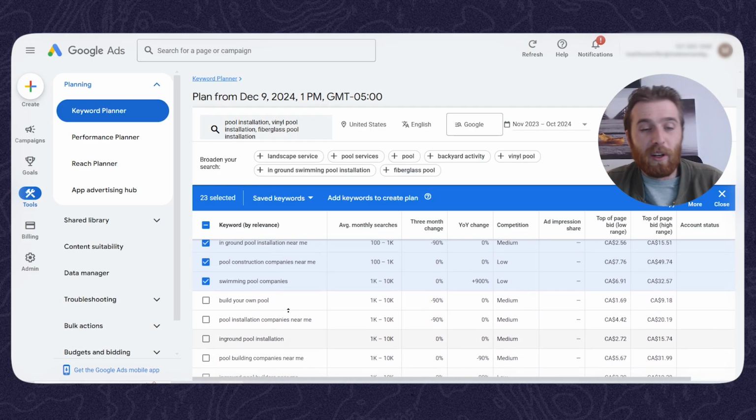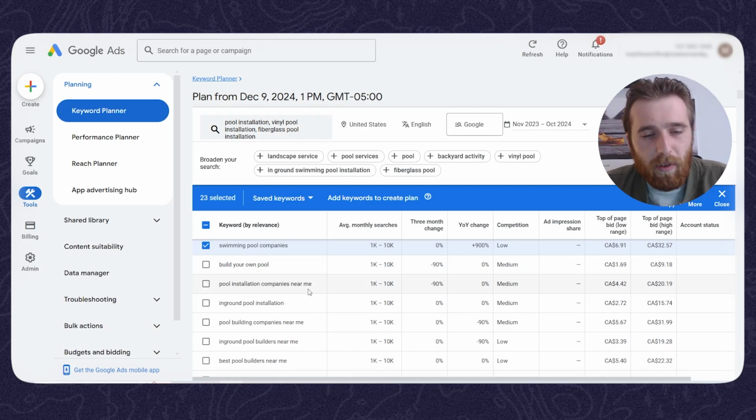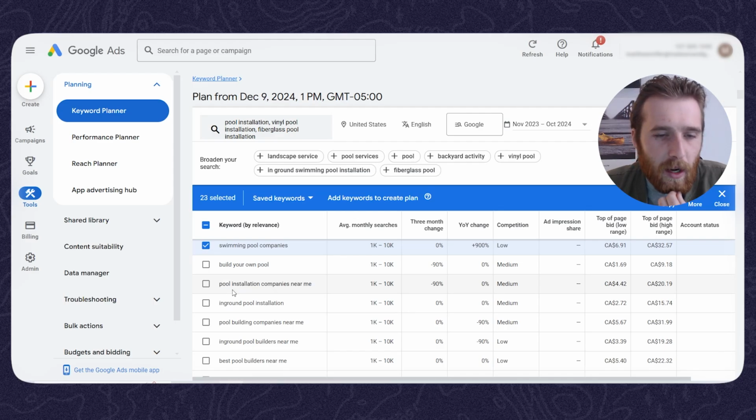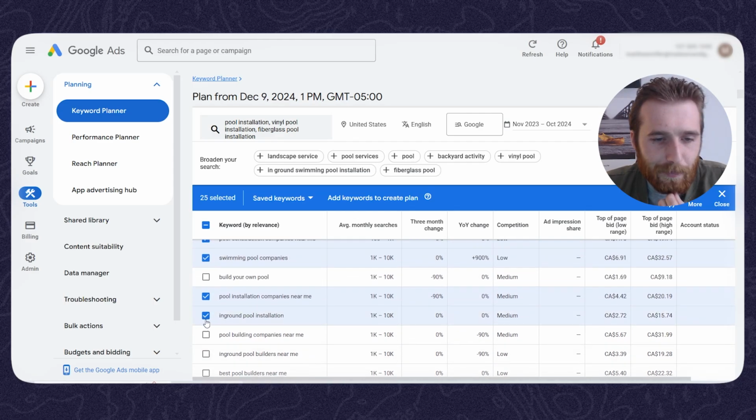Build your own pool, that's definitely not. That might be someone looking to actually build their own pool. Or maybe it's a customized version of it. You could test that later on, but I wouldn't test it right at the beginning just because it's not super high intent there. Pool installation companies near me, yep. In-ground pool installation. Building companies near me, yep.